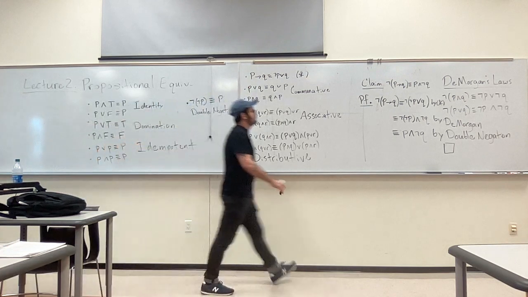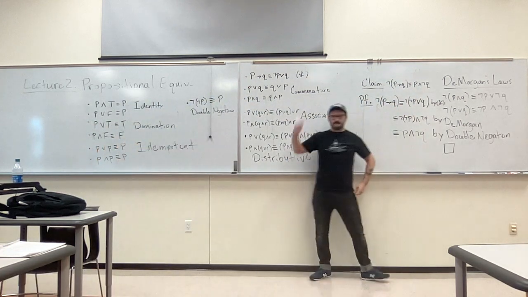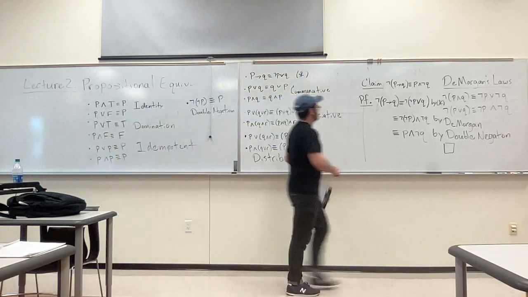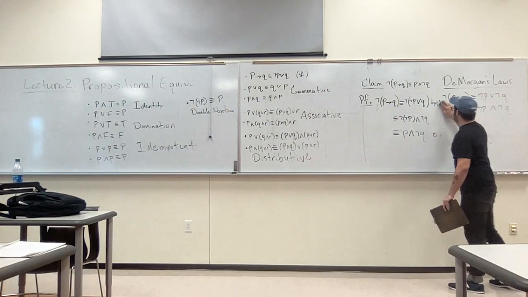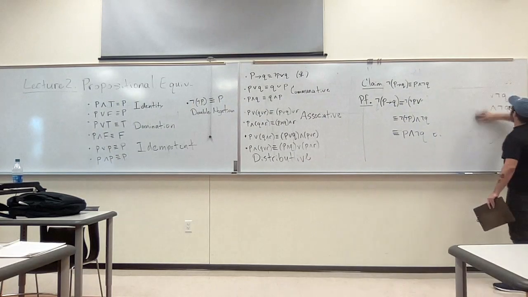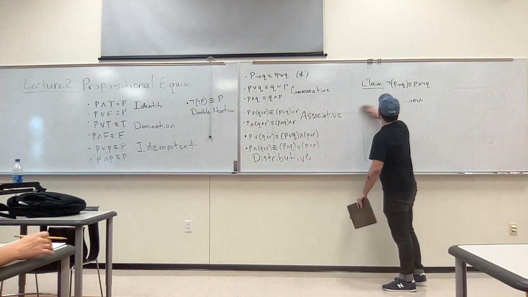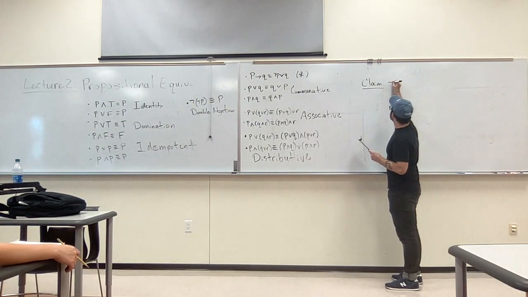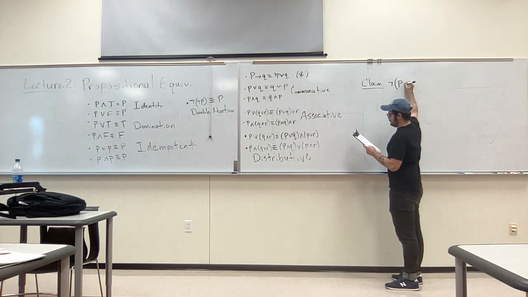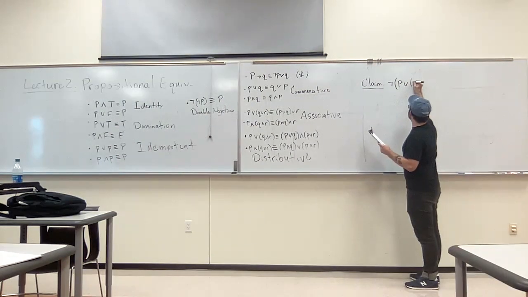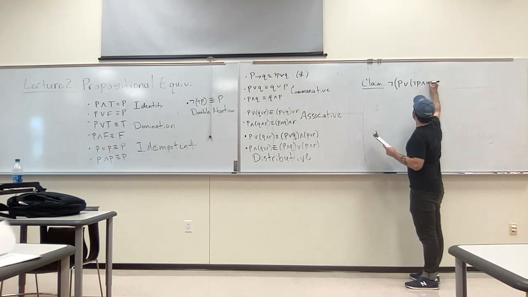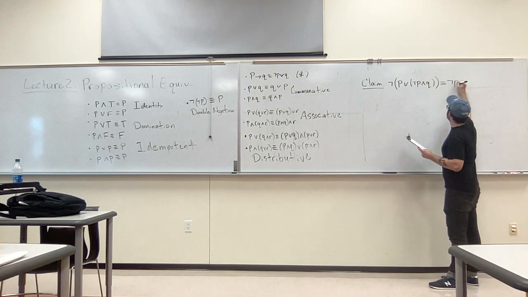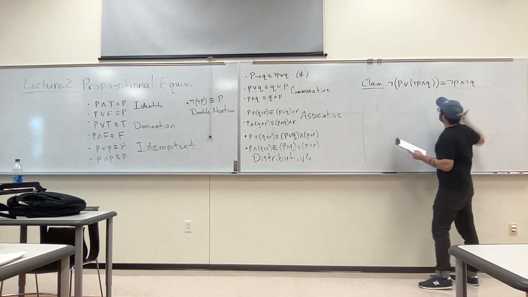How would you do that? With a truth table, you would fill in a column for that, fill in a column for that. If they have the same values all the way through, they're logically equivalent. Okay, so let's look at another one. So hopefully I wrote this down correctly. The negation of P or not P and Q is logically equivalent to not P and not Q.